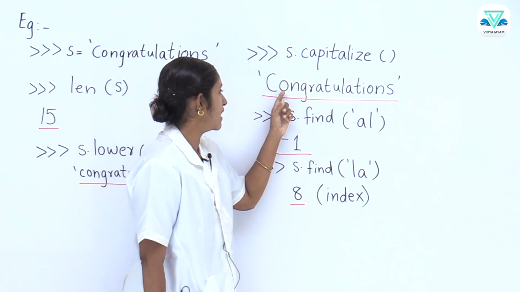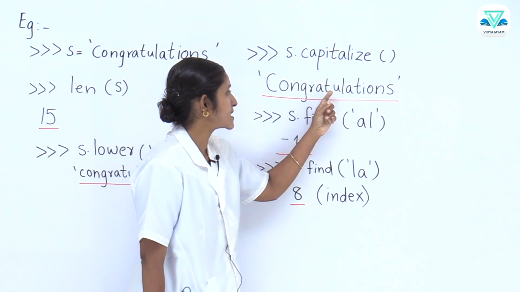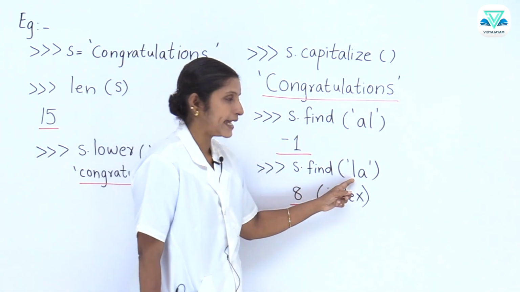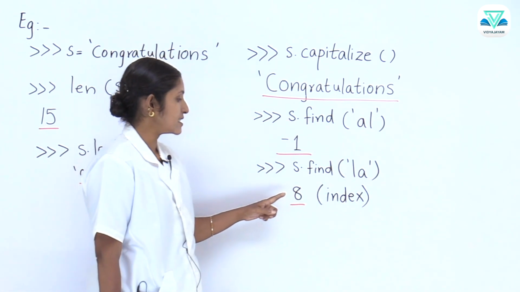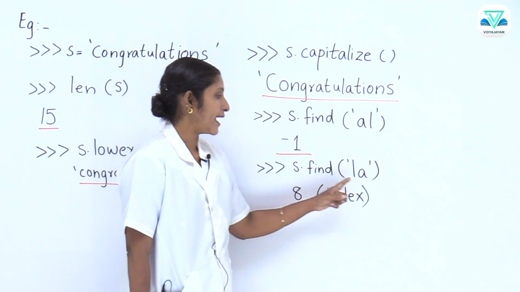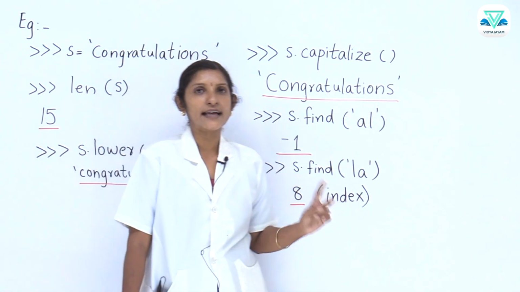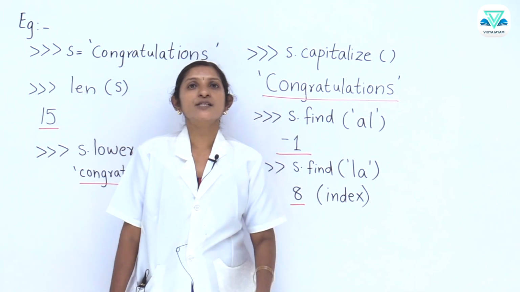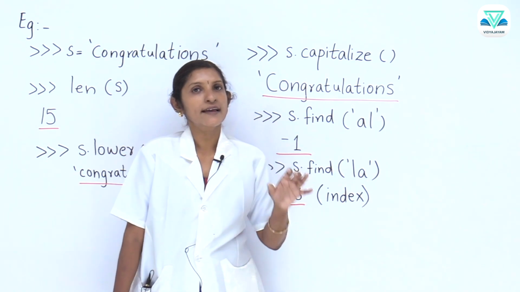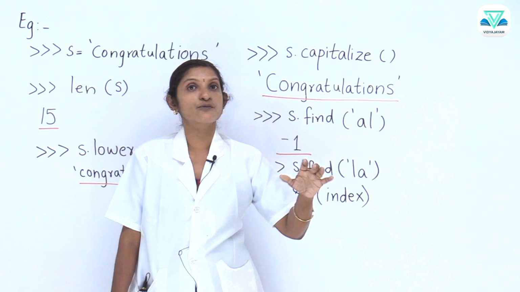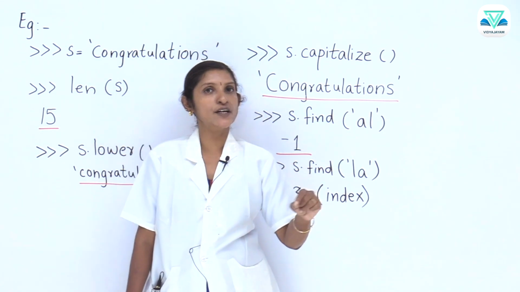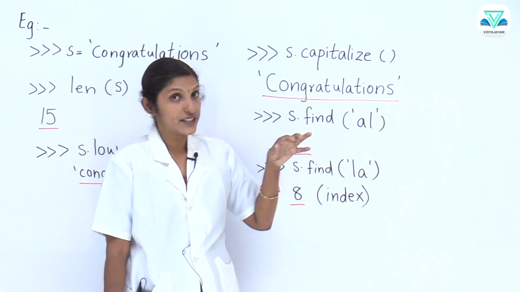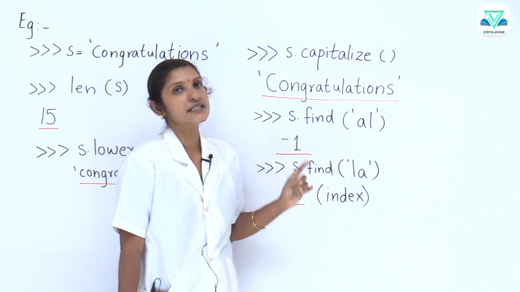So 0, 1, 2, 3, 4, 5, 6, 7, 8. So 8 is the index where this particular L starts. That is the reason why we are able to find 8 as the answer, which indicates that L is coming in the 8th index. So for the LA combination, the index will be displayed for showing the result, that is where it is found. S dot find is the function. Where it is found, that particular index will be displayed. So if it is not found, we will get the answer as -1.